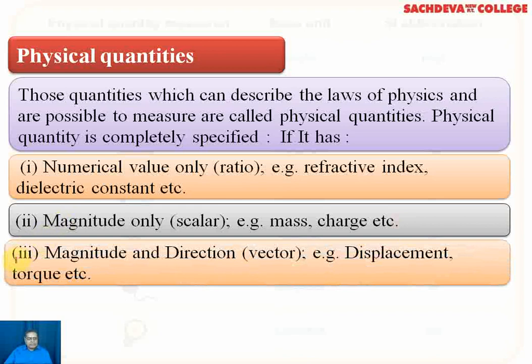Now next is about magnitude and direction. If the quantity has both things, it will be a vector. For example, displacement and torque are examples of vectors. Displacement means basically the distance covered in a particular direction, and torque is force into perpendicular distance.